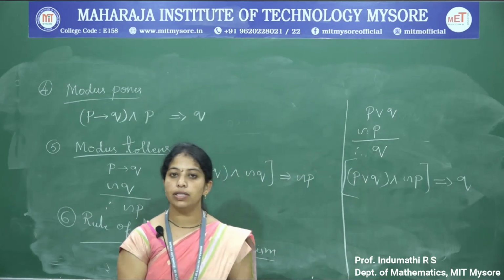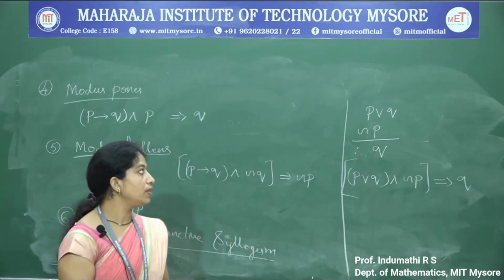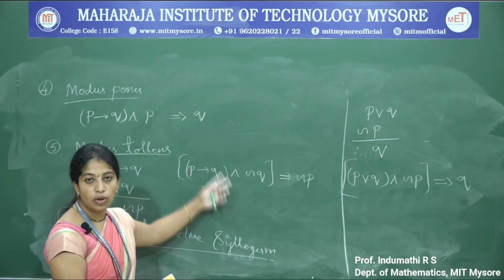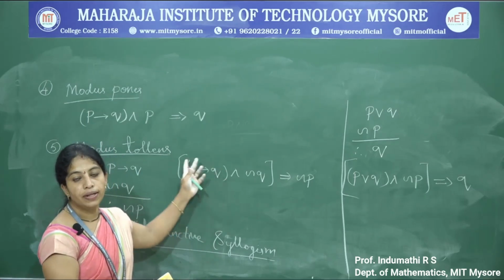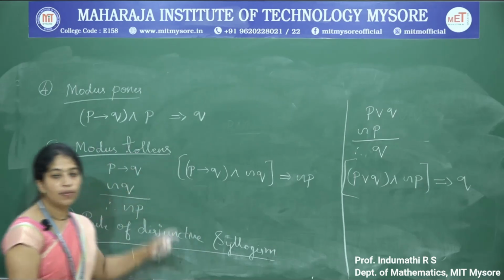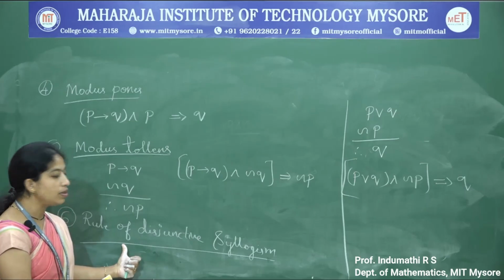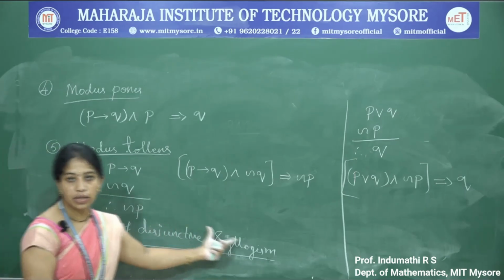Now, we have learned totally 6 rules of inference. The first rule is rule of conjunctive simplification. The second is rule of disjunctive amplification. The third is rule of syllogism. Fourth is modus ponens. Fifth is modus tollens. And the sixth one is rule of disjunctive syllogism.